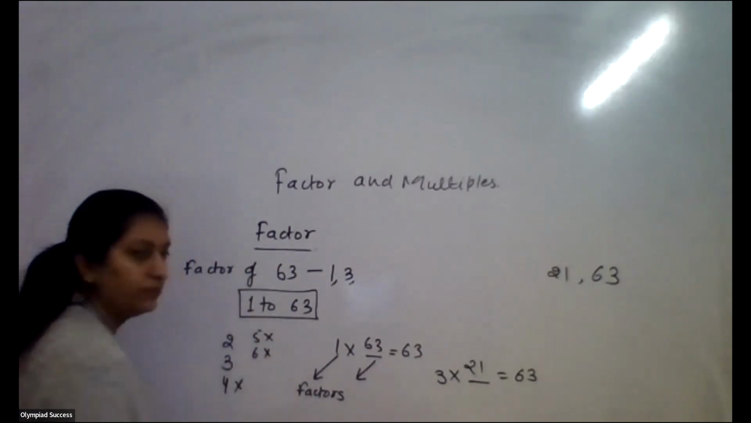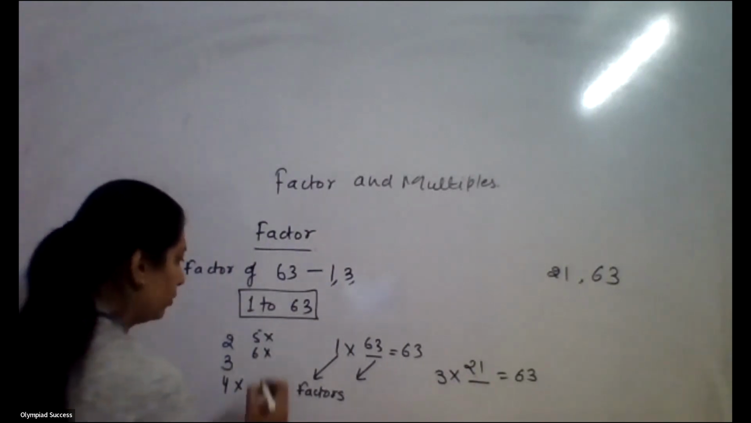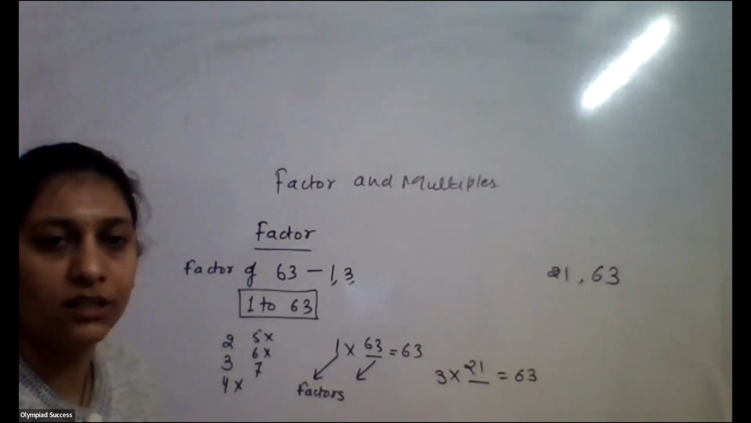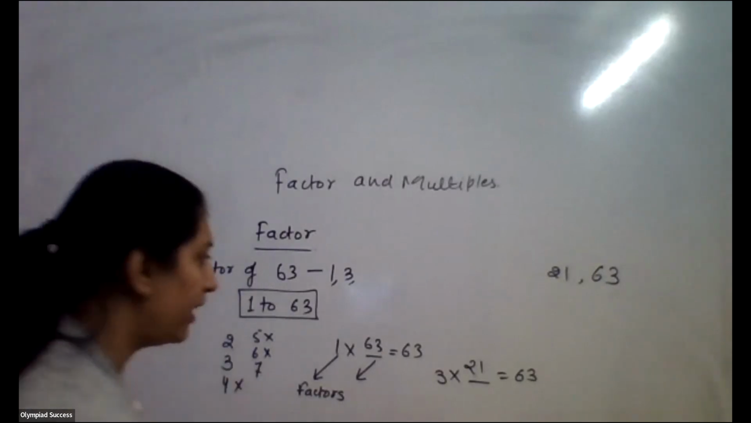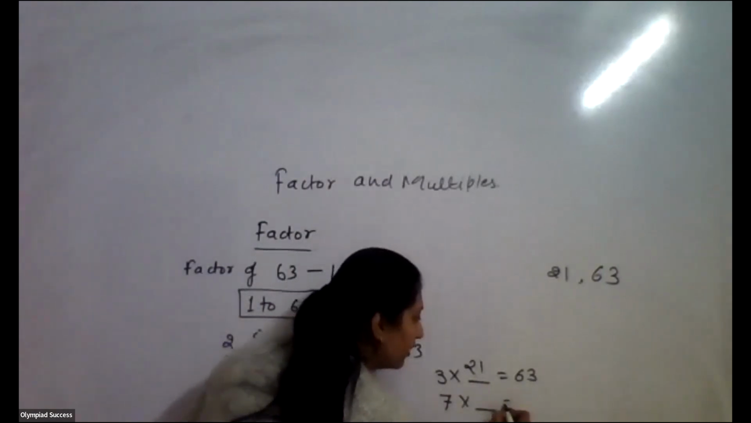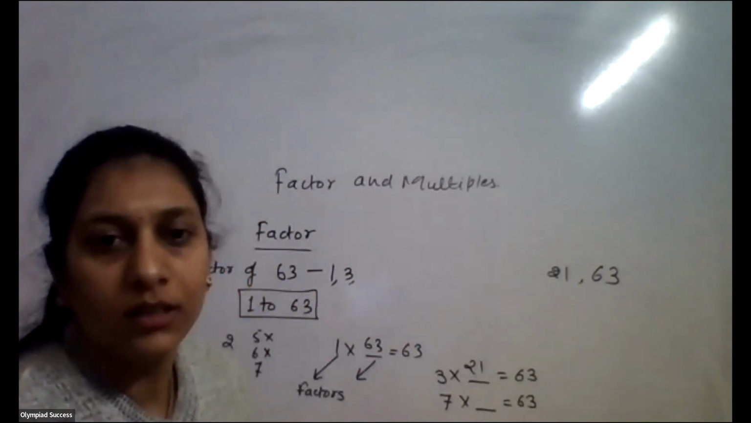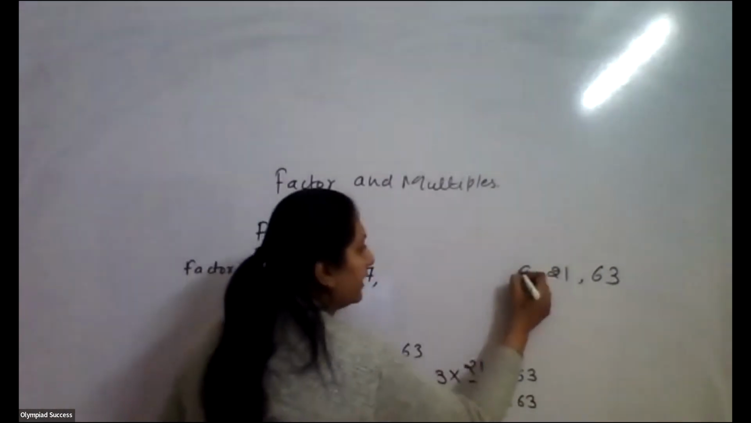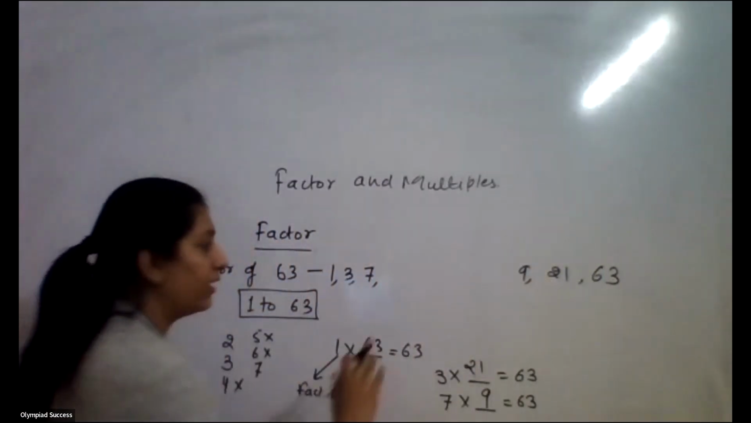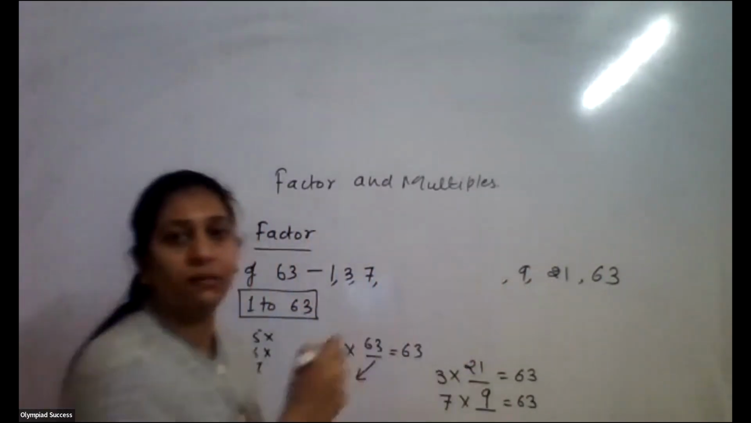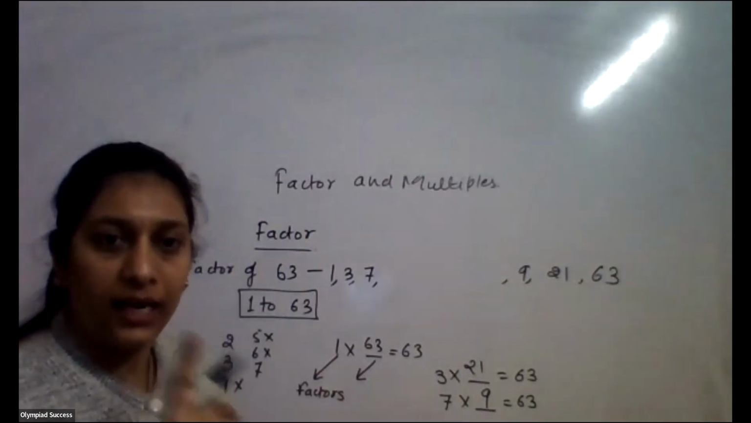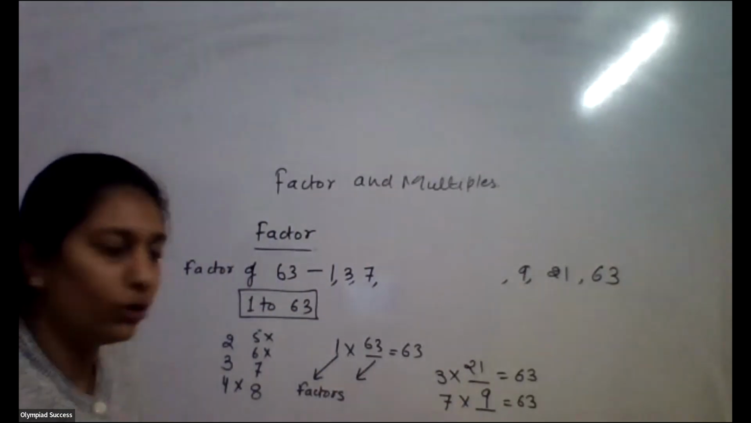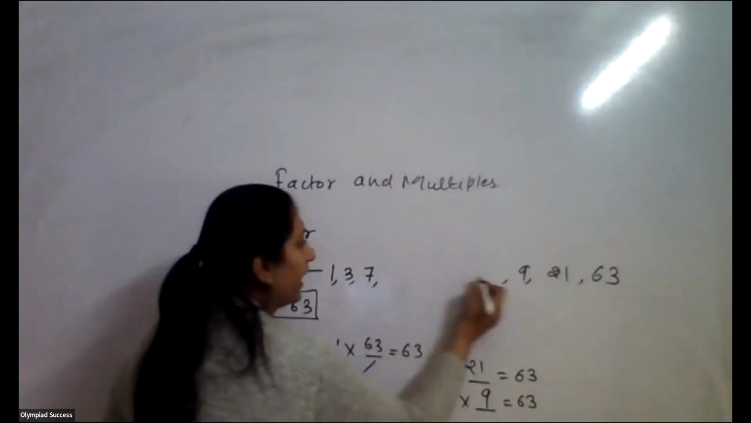Now 6? Will 6 be a factor? No. Now 7? Will 7 be a factor of 63 or not? Yes. So 7 into what will give you 63? 7 nines are 63. Correct. So we will write 7 here and 9 at the last. Now, see here, 7 and 9. Which number is remaining in between? 8. Right? So is 8 a factor of 63? No. So now we do not need to check any other number.